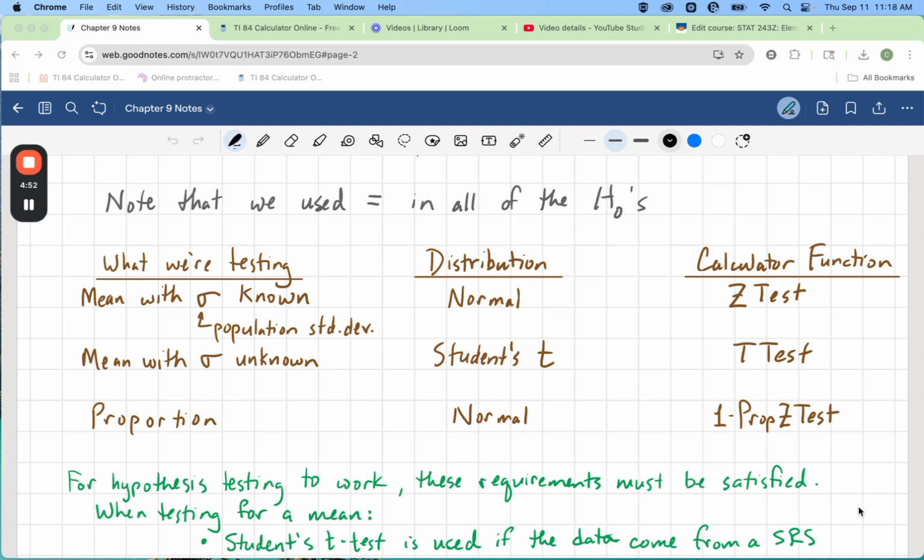So the following requirements must be satisfied when you're doing hypothesis testing.